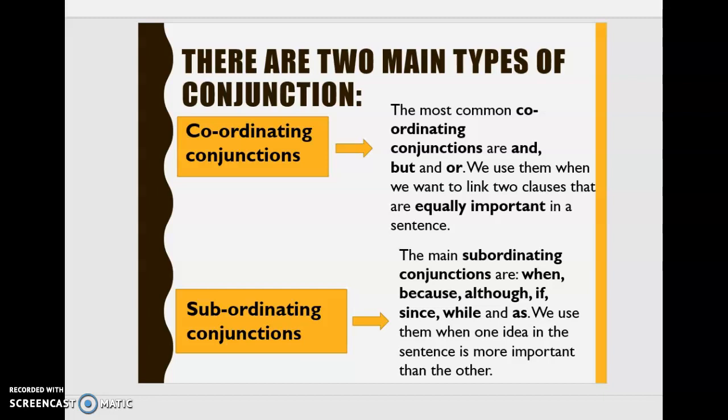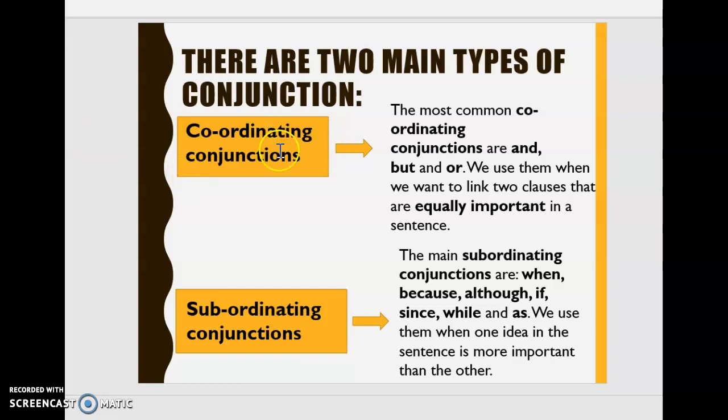The most common coordinating conjunctions which we use are and, but, or. And when do we use them? We use them when we want to link two clauses that are equally important in a sentence. Okay? Equally important. Now, some of you must be wondering what is a clause? A clause is a sentence which has a subject as well as a predicate, a subject and a verb.